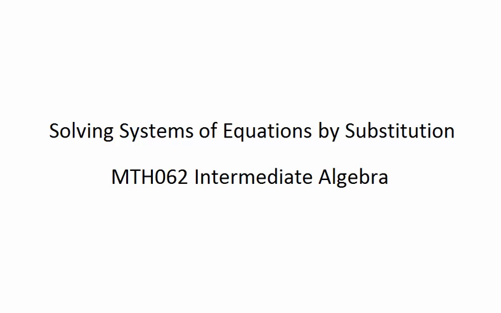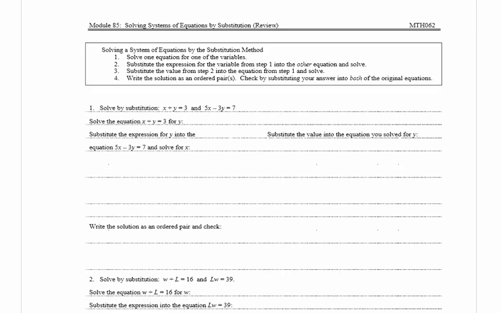In this video, we're going to be solving systems of equations by substitution. The steps for solving a system of equations by substitution method: 1. Solve one of the equations for one of the variables. 2. Substitute the expression for the variable from step 1 into the other equation and solve.